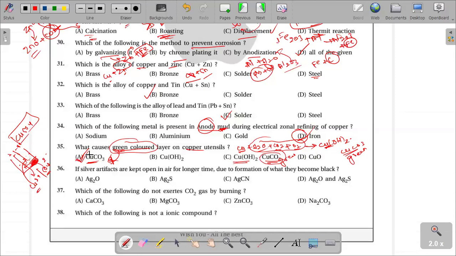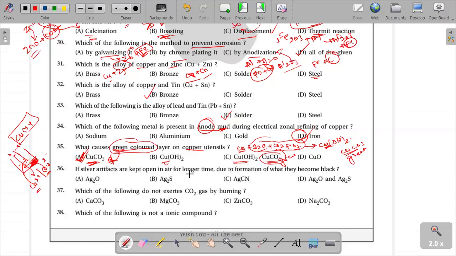They will get confused with Cu(OH)2, or Cu(OH)2·CuCO3, or CuO and all. The green color is only because of the formation of CuCO3. It is not because of the formation of Cu(OH)2, which is of basic nature. That's it. Green color is mainly CuCO3. This one you have to mark. Okay, next question.